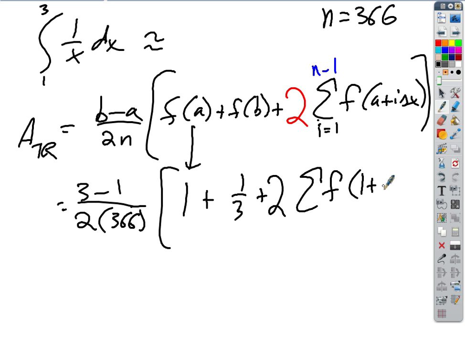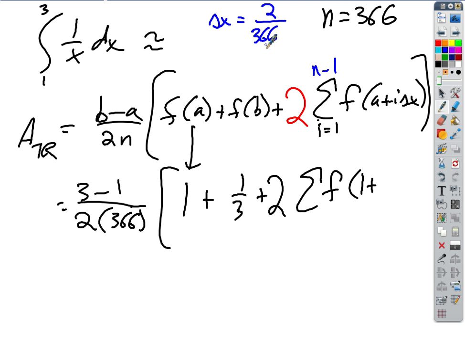So the sum of f of 1 plus, what's delta x going to be? If n is 366, what's delta x? It's always b minus a over 2n, right? So what is it for us then? b minus a would be the width of the interval, 2, over n, which is 2 over 366. Which reduces to, I guess, what?